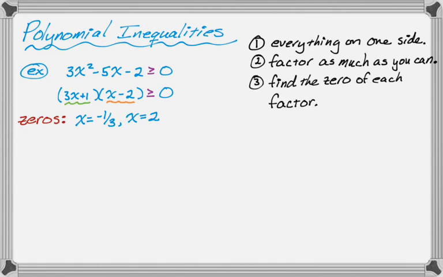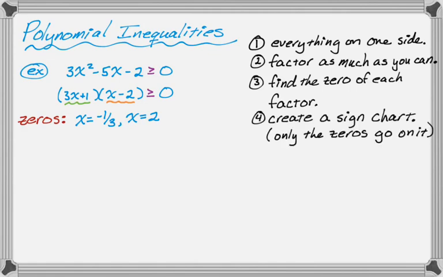The next thing we want to do is create something called a sign chart, which looks exactly like a number line and really serves the exact same purpose, only the zeros go on it. People tend to put too many things on their sign charts. So the only things I'm going to put on this are negative 1/3 and 2. So we've got a sign chart: negative 1/3 goes on it, 2 goes on it.